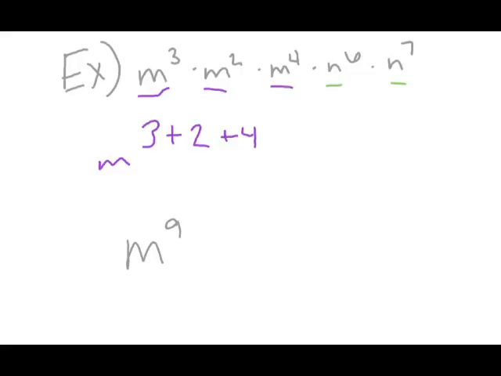Let's take a look at the n's. We have n to the 6th and n to the 7th. So what we do is we take our exponents, our powers, and we add them together. 6 plus 7, you'll end up getting 13. And we take that and we multiply it with the m's. It's m to the 9th, then we add the exponents of the n's and got n to the 13 to get our answer, m to the 9th and n to the 13th.